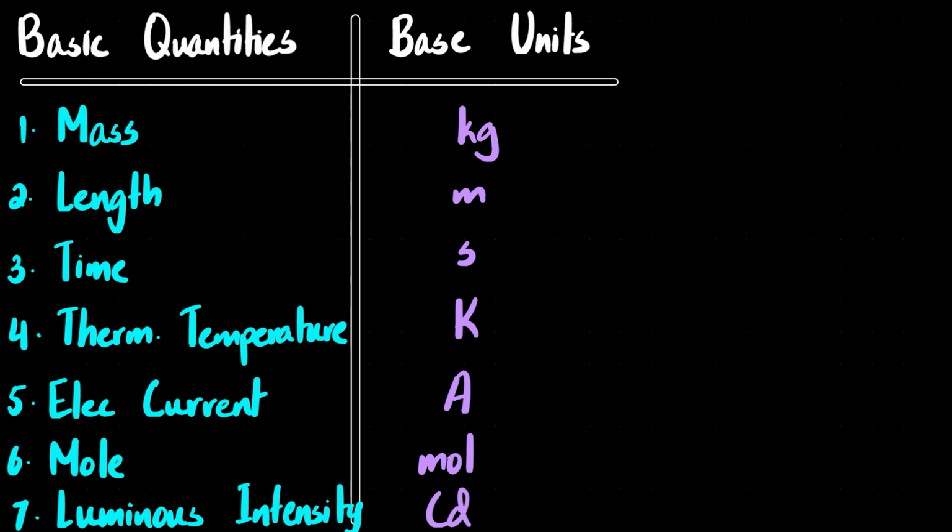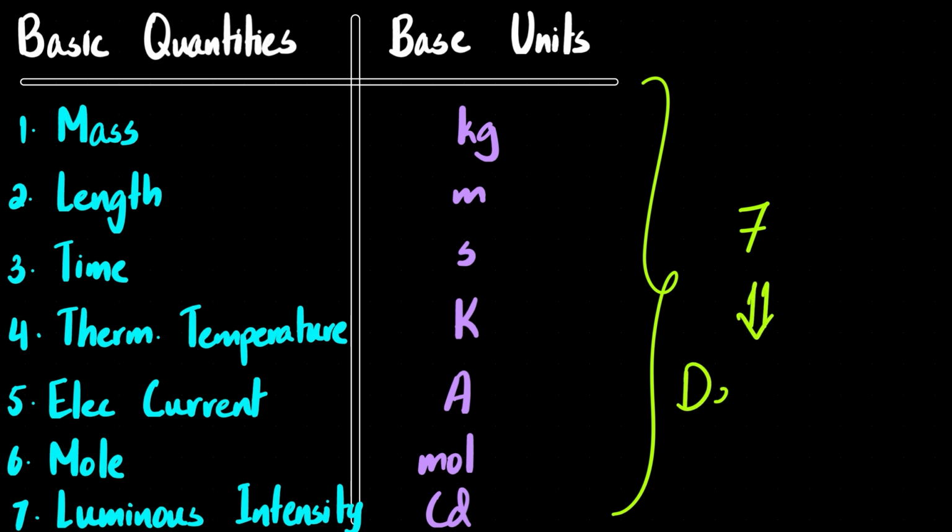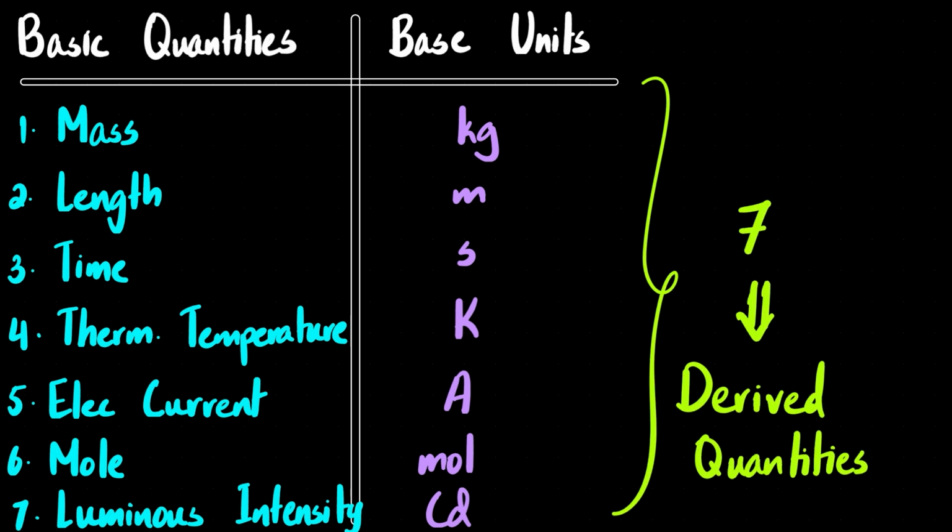Now, what is the idea of basic quantities? In the SI unit system, what basic quantities really mean is this: here we have these 7 basic quantities, right? So there are a total of 7, and from these 7 quantities, I can come up with any other quantity. So these basic quantities are basically fundamental or standalone quantities that do not need the help of any other variable to be defined, right?